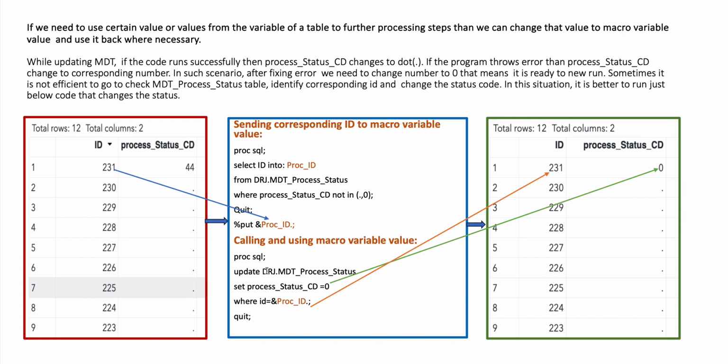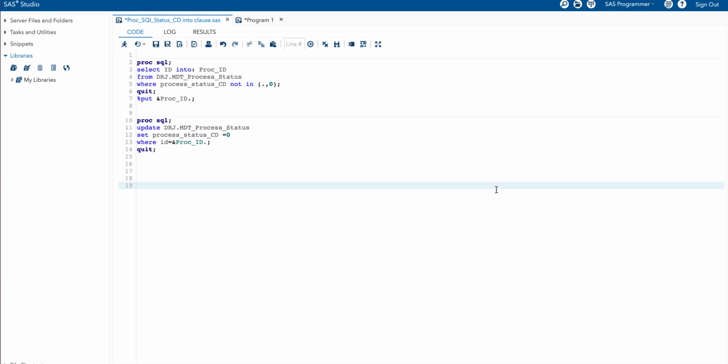After running the second set of code, this table will change as shown on the right side. That means the ID 231 now corresponds to process status code 0. It has changed 44 to 0. If we run the same set of code in a SAS window, we will get exactly the same result. We have the two sets of code.